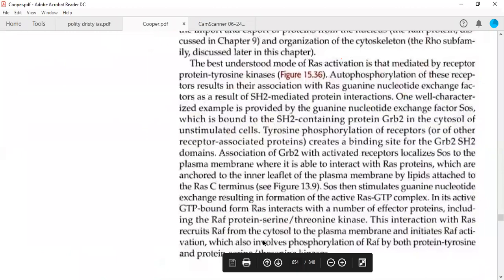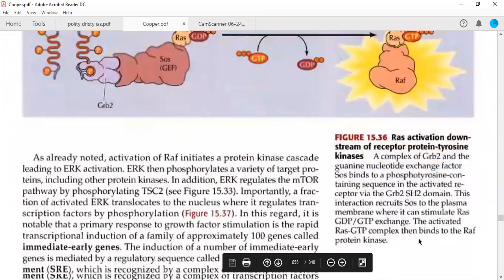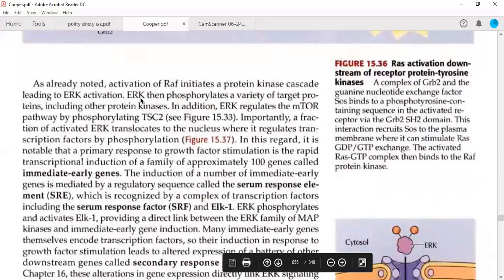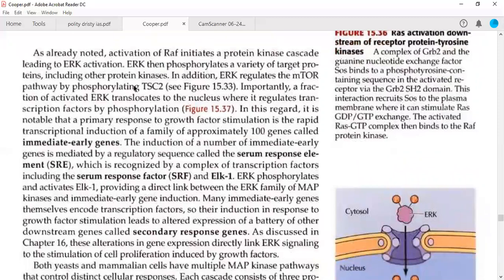Okay, so this RAF is recruited from the cytosol to the plasma membrane and thus will be activated. As already noted, activation of RAF initiates a protein kinase cascade leading to the ERK activation. ERK phosphorylates a variety of target proteins, which include some protein kinases. In addition, ERK regulates the mTOR pathway by phosphorylating this particular protein. Okay, so not only this, this ERK, or this is called MAP kinase, phosphorylates a variety of target proteins, out of which one is TSC2, which we have already studied in our mTOR pathway.